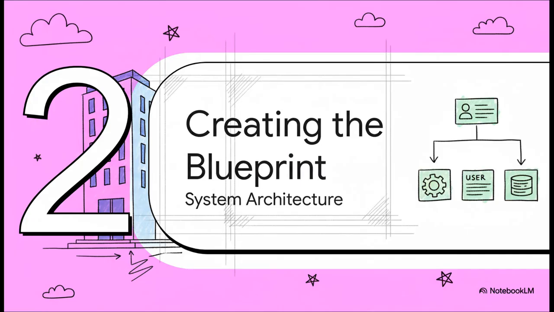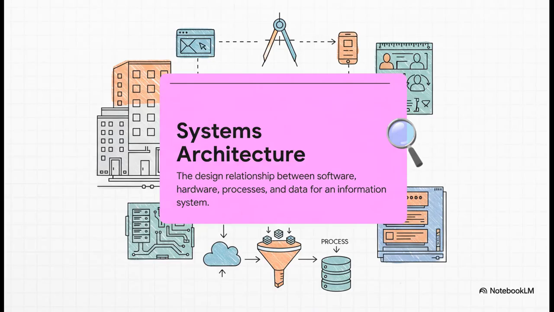Okay, let's zoom out a bit for our second stop, creating the master blueprint. This is where we're looking at the overall structure, what we call the high-level system architecture. So what is systems architecture? Well, it's pretty simple, really. It's the master plan that shows how all the major pieces, the software, the hardware, the data, all fit together and talk to each other. It's the bird's eye view of our entire digital construction site.